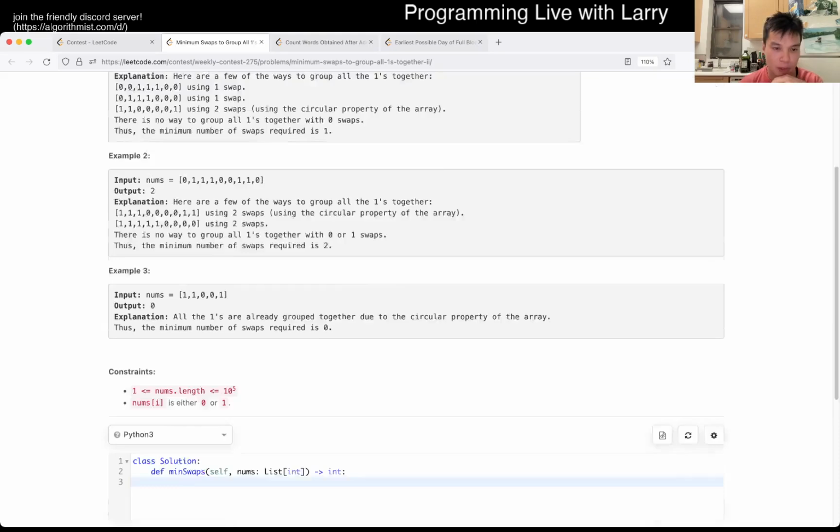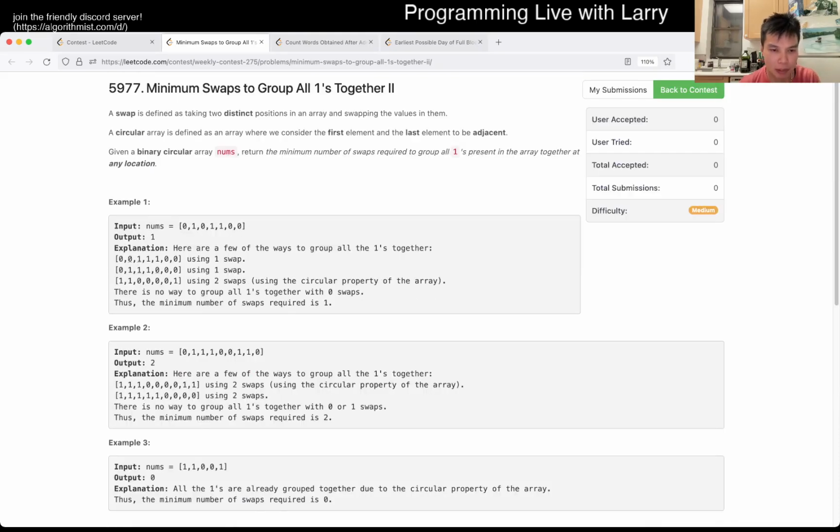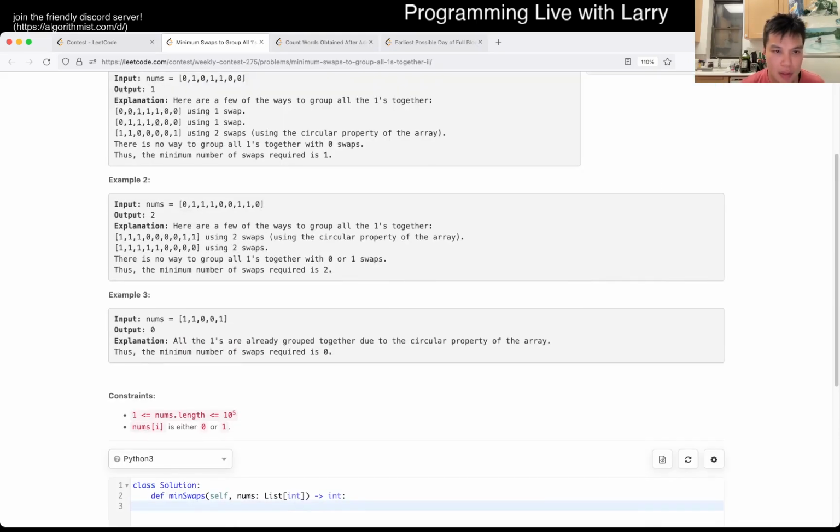How do we do it with more than one window? I mean, it's some sort of greedy, but I'm not really seeing it. So this.